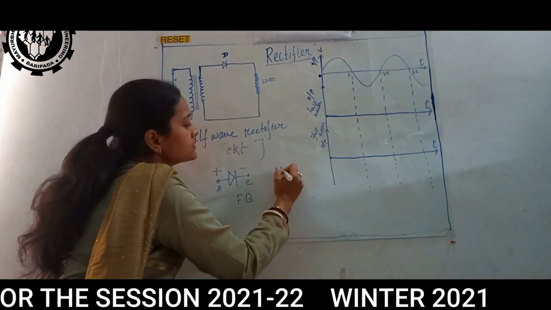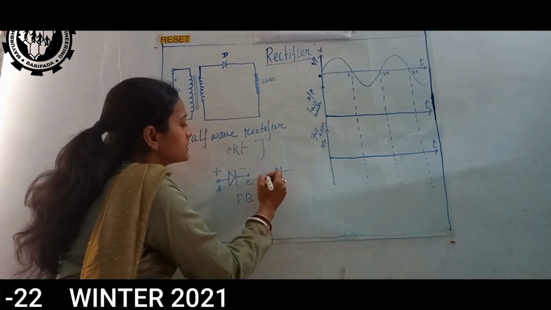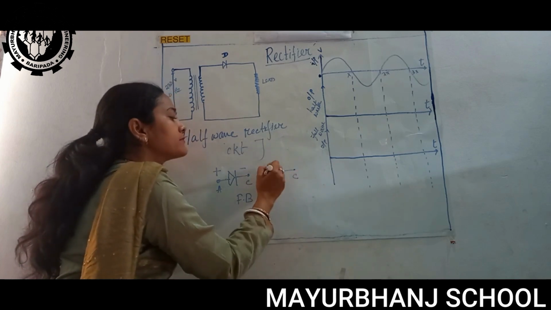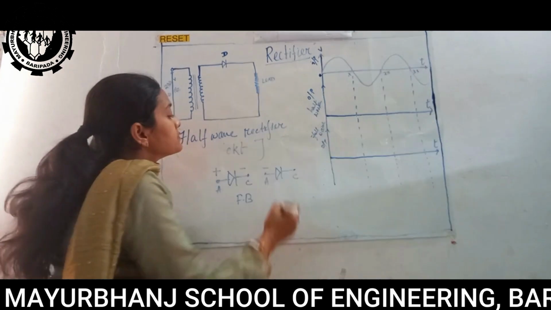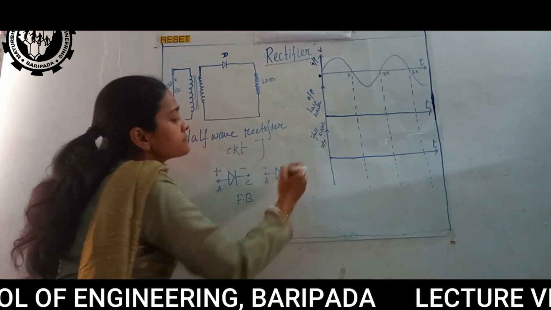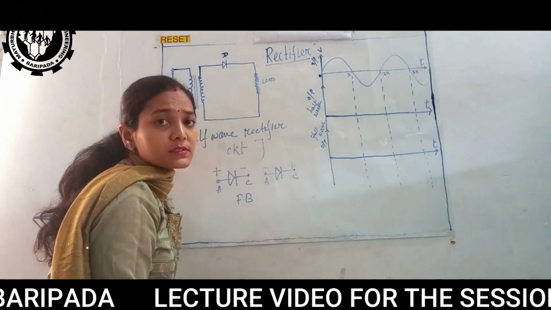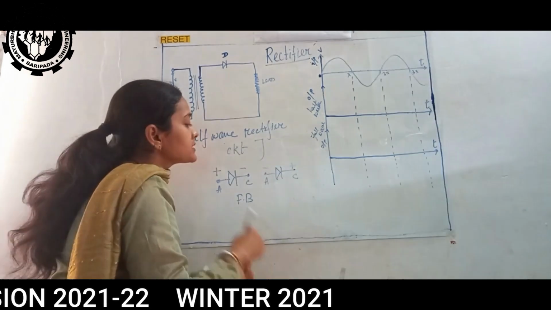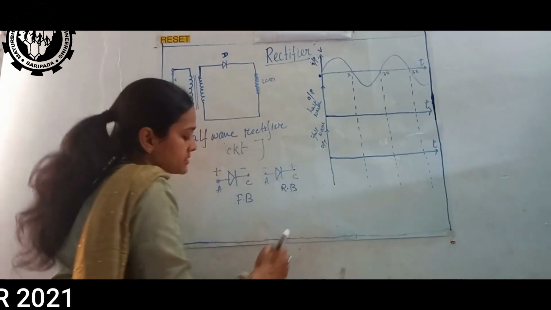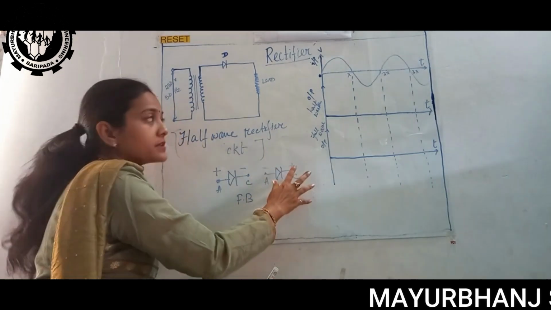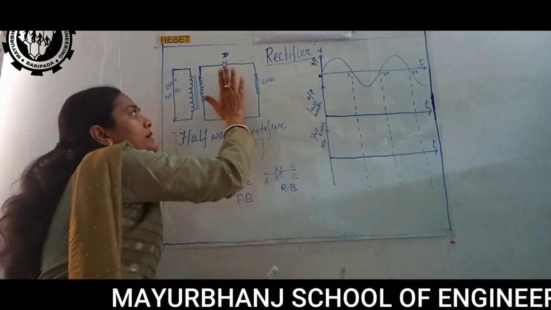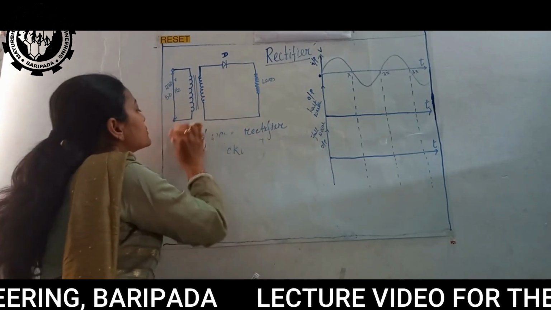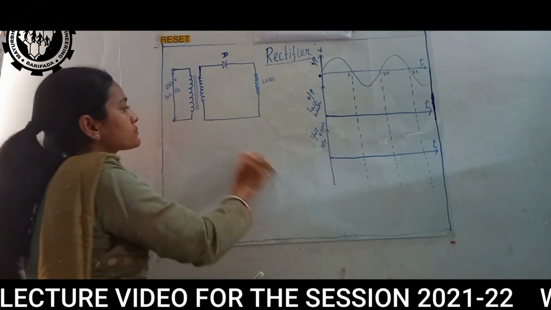Now vice versa. If this is the anode and this is the cathode, and we give negative here and positive here, then it won't work. So it is reverse biased. This is to be implemented over this circuit, and I will elaborate on this circuit now.